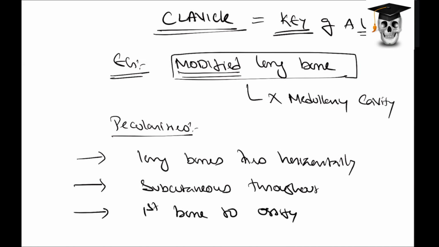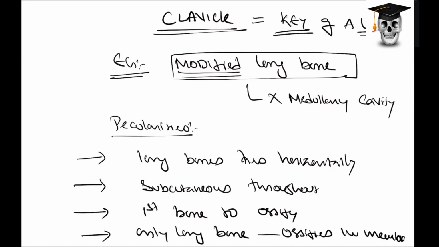Ossify means the process of conversion from a cartilage to a bone. Ossification. Now, it is the only long bone which ossifies in membrane. Usually long bones do not ossify from membrane; they ossify from pre-existing cartilage. This is important and very interesting. Thereby you can call this a membranous ossification bone, a bone formed because of membranous ossification. All fine.